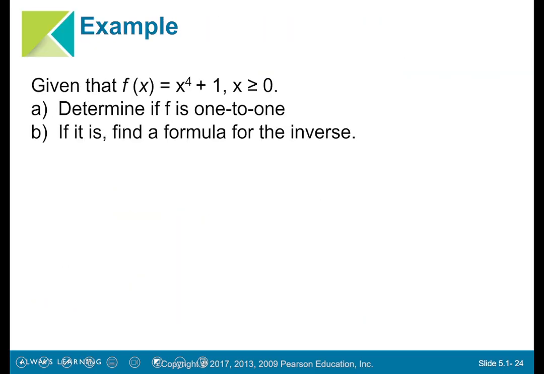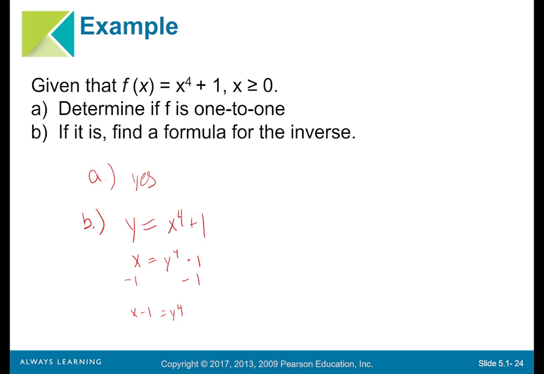And we're going to determine if f is 1 to 1. We said yes, it is 1 to 1. And if it is, then we need to find its inverse. So of course we label it y equals x to the 4 plus 1. We're going to flip our x and y. X equals y to the 4 plus 1. We're going to solve for y. Subtract 1 from both sides. X minus 1 equals y to the 4. Now we're going to take the 4th root of both sides. And we get y equals the 4th root of x minus 1.